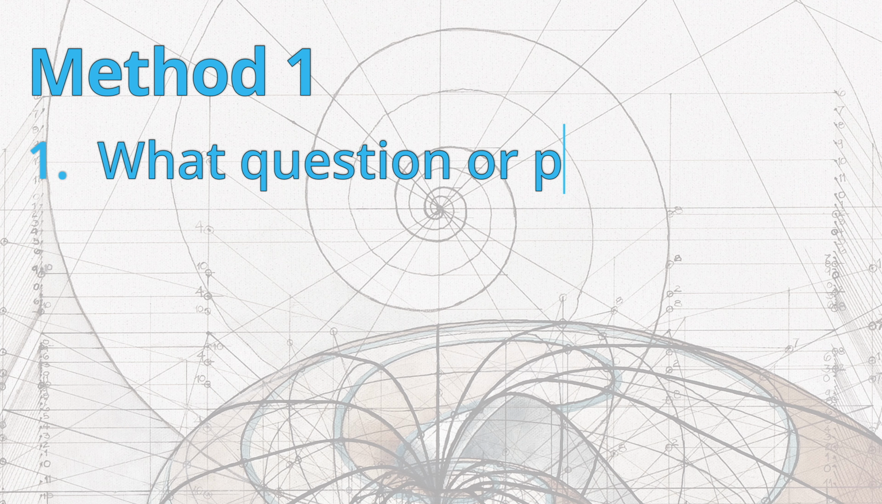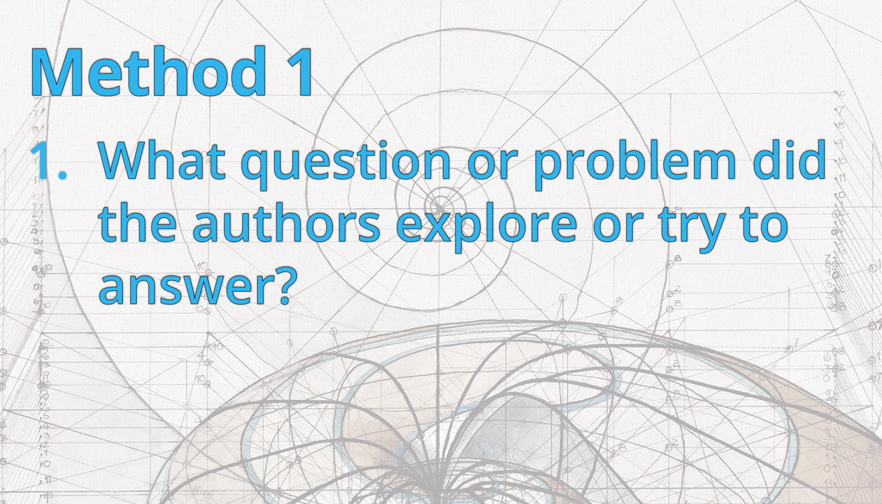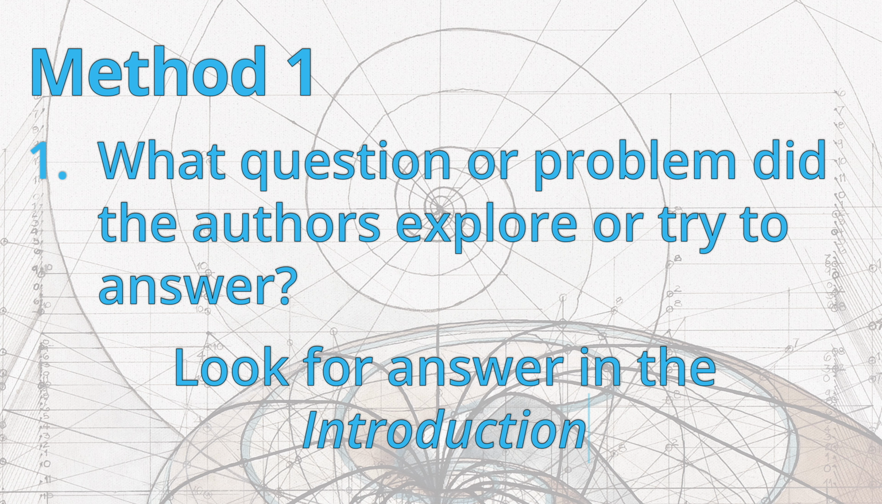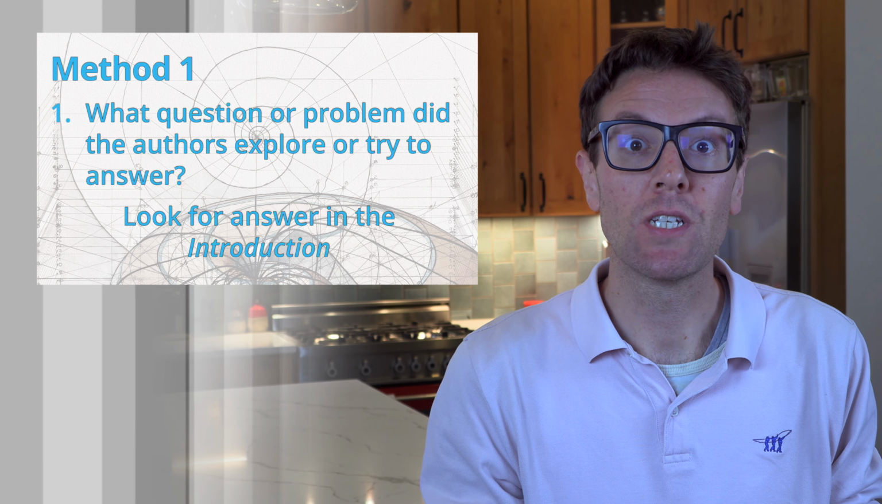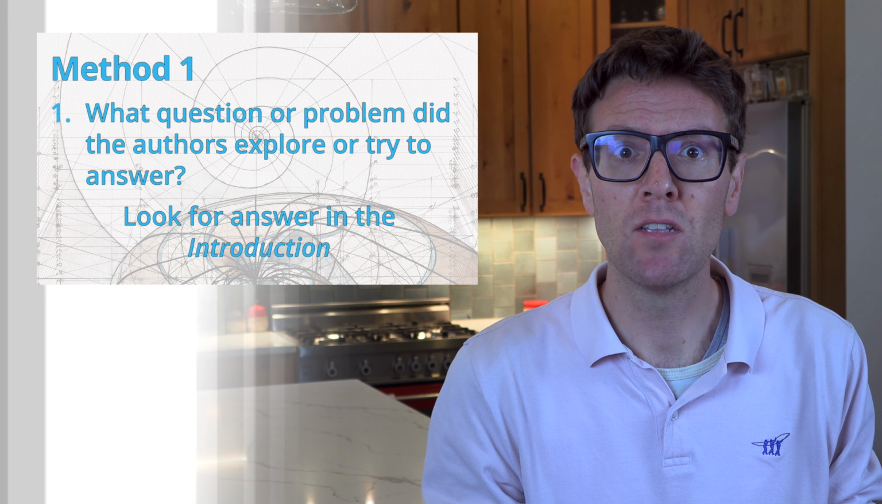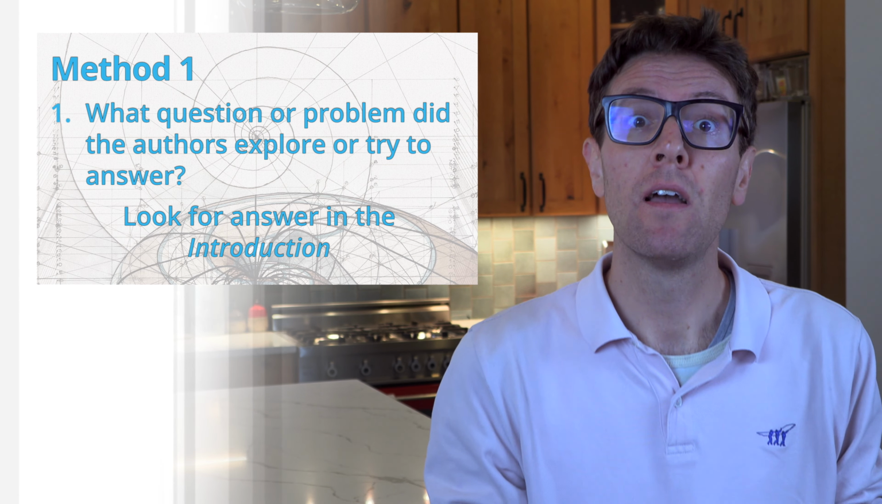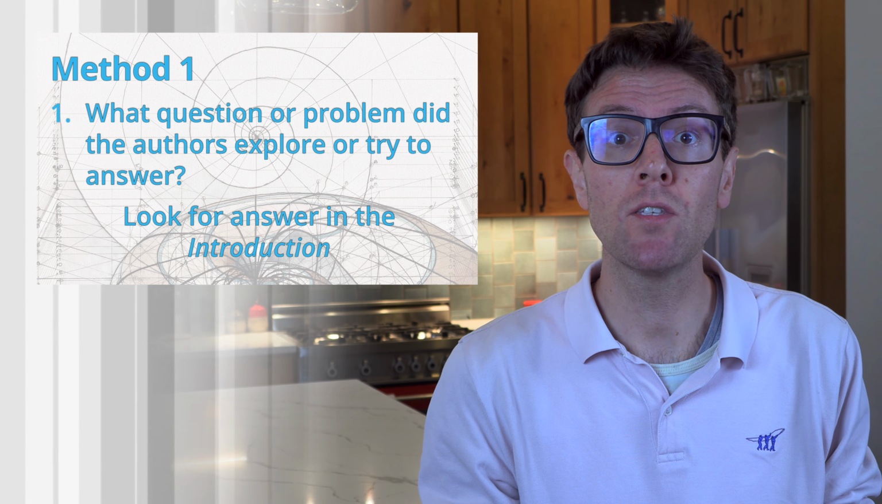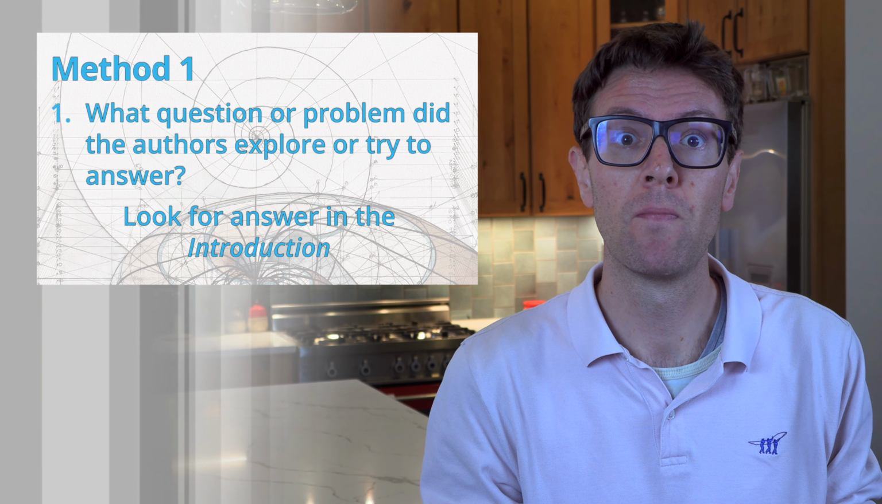First, what question or problem did the authors explore or try to answer? You can answer this question typically by reading the introduction section. Usually, authors have a general theoretical problem that they try to address. Trouble is, they don't always say it explicitly. They also have a more specific research question their study was designed to answer.